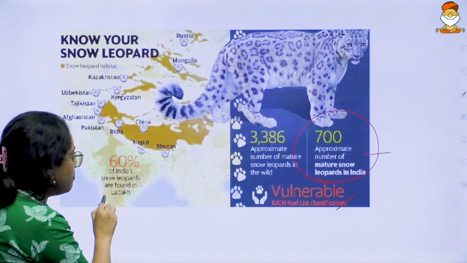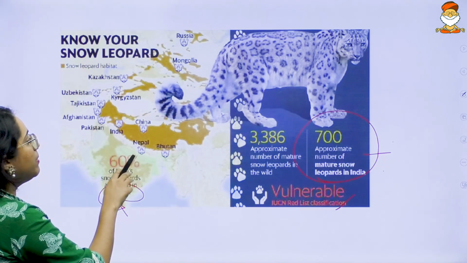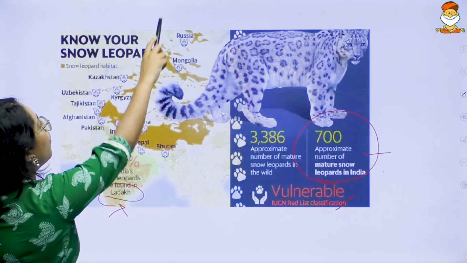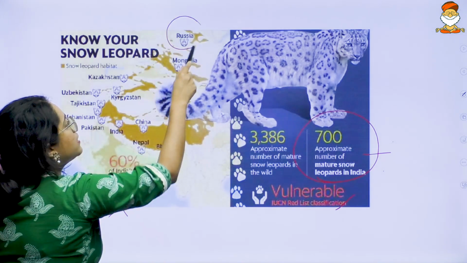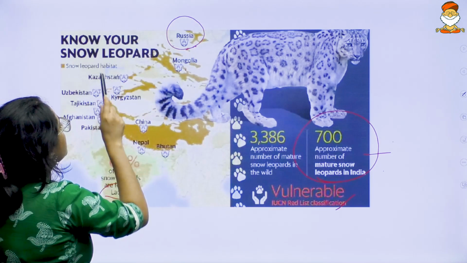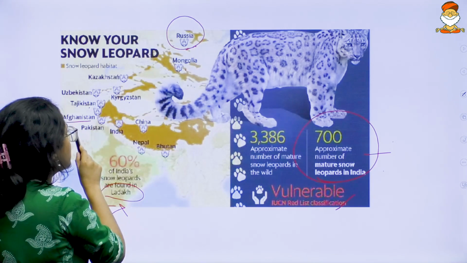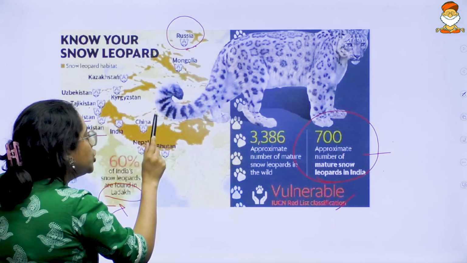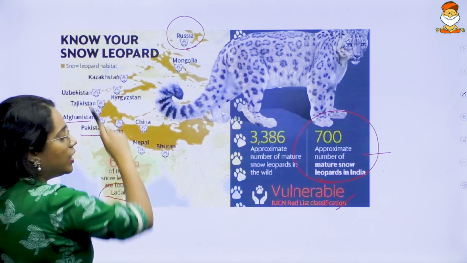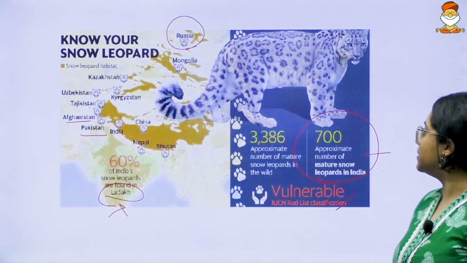60% of India's snow leopards are found in Ladakh region. Apart from India, snow leopards are also found in other countries. The northernmost extent is Russia, and then you have Mongolia, Kazakhstan, Kyrgyzstan, Uzbekistan, Tajikistan, Afghanistan, Pakistan, China, Nepal, Bhutan. So all of these areas have your snow leopard population.